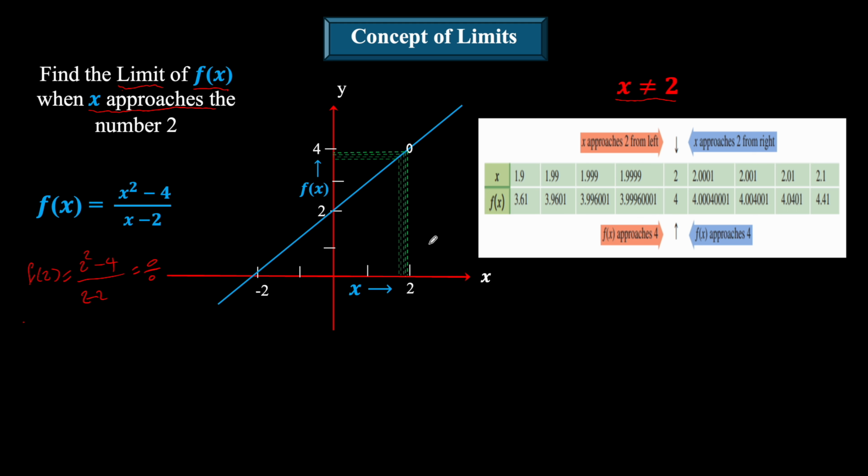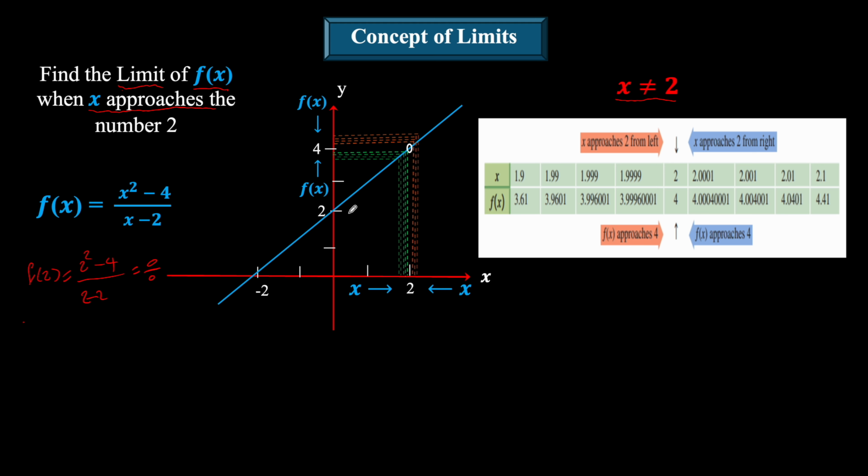Then we approach, x approaches the number 2 from the right side, okay? So we read it from here, 2.1, 2.01, and it is really approaching 2, but it is never equal to 2, okay? X is never equal to 2. So when x is approaching the number 2 from the right side, we see that f of x is approaching the number 4 also, okay?